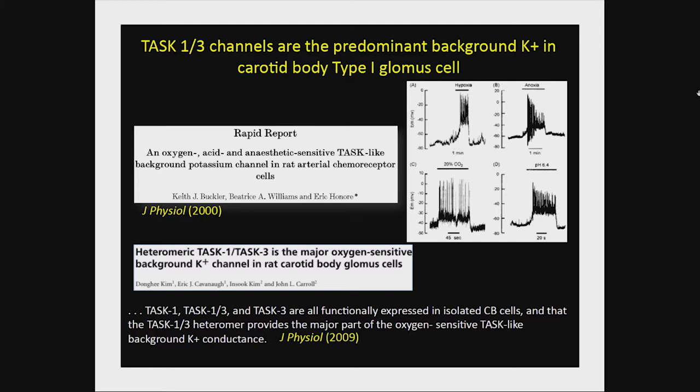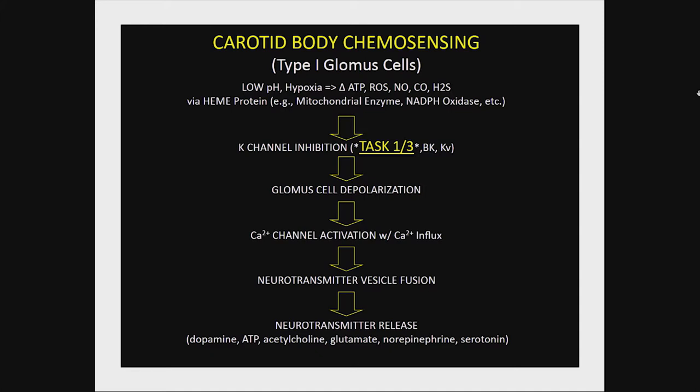And then Donghee Kim, he's at the Medical College of Chicago, he used some single channel analysis to show that TASK1, TASK3, and the TASK1-3 heterodimer are the predominant hypoxia-sensitive, sensing channels in the carotid body cells. So, again, the way the carotid body senses hypoxia and acidic pH is inhibition of potassium channels. And they're very likely tandem pore TASK1 and TASK3 channels, but they may also be BK or voltage-dependent channels. But how hypoxia translates into potassium channel inhibition is still not clear to me. It ultimately leads to depolarization, calcium influx, and then neurotransmitter release.